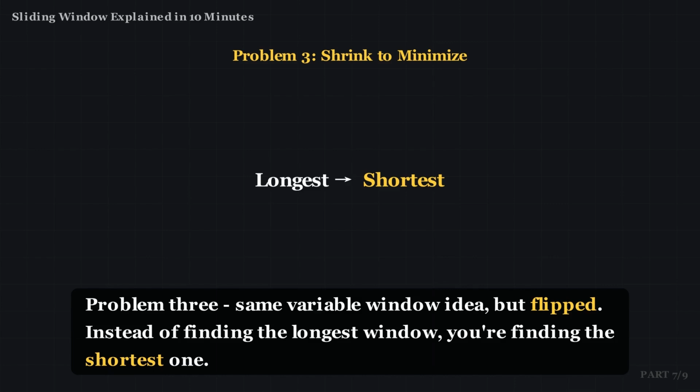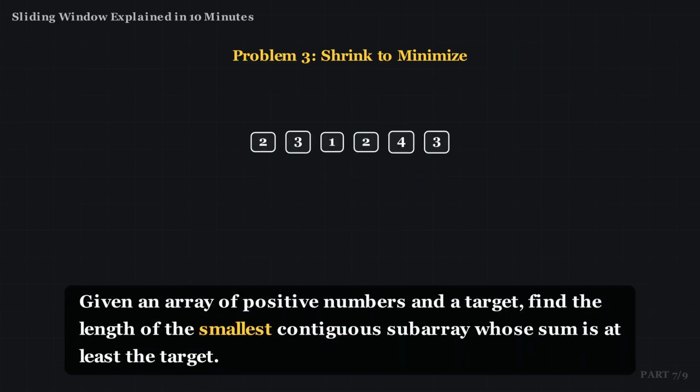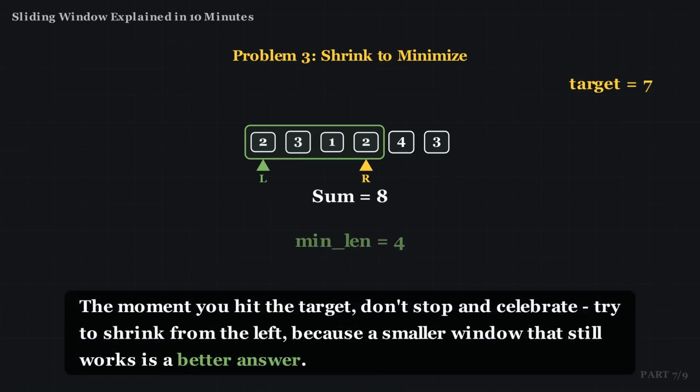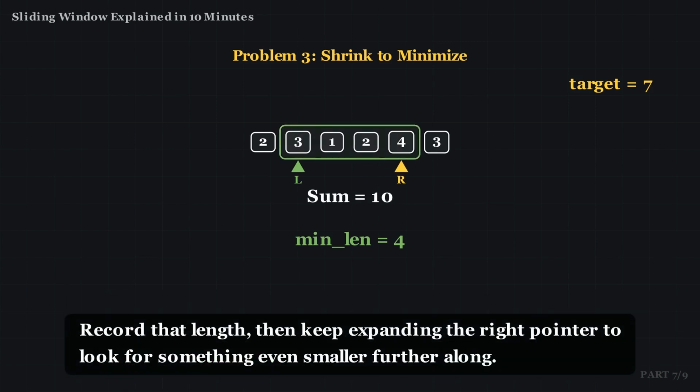Instead of finding the longest window, you're finding the shortest one. Given an array of positive numbers and a target, find the length of the smallest contiguous subarray whose sum is at least the target. Expand the right pointer, adding numbers to a running sum, until that sum finally reaches the target. The moment you hit the target, don't stop and celebrate, try to shrink from the left, because a smaller window that still works is a better answer. Record that length, then keep expanding the right pointer to look for something even smaller further along.